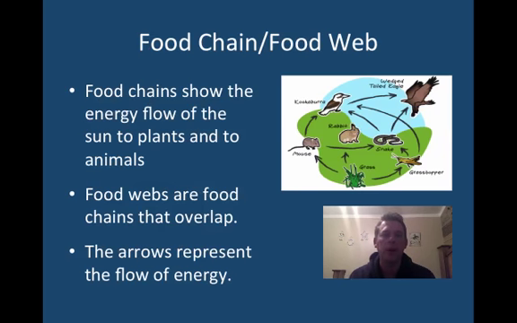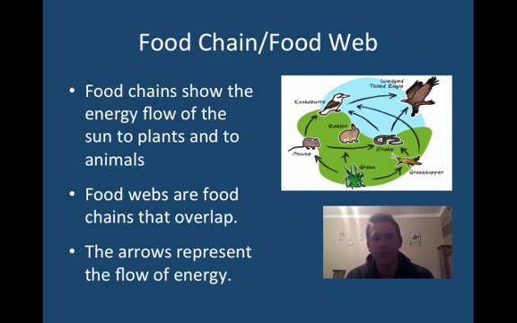Okay, moving on here to food chains and food webs. I think most of y'all know food chains show the energy flow of the sun to plants to animals, okay? As we'll discuss this week and next week a little bit, you usually start with the sun and then the producers, and then you go to the consumers. And there's primary consumers, secondary consumers, tertiary consumers. So it moves up the food chain.